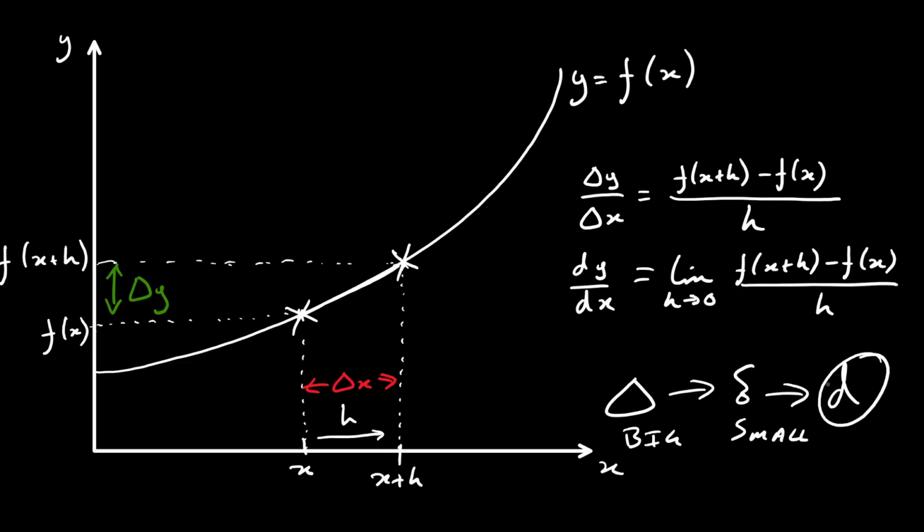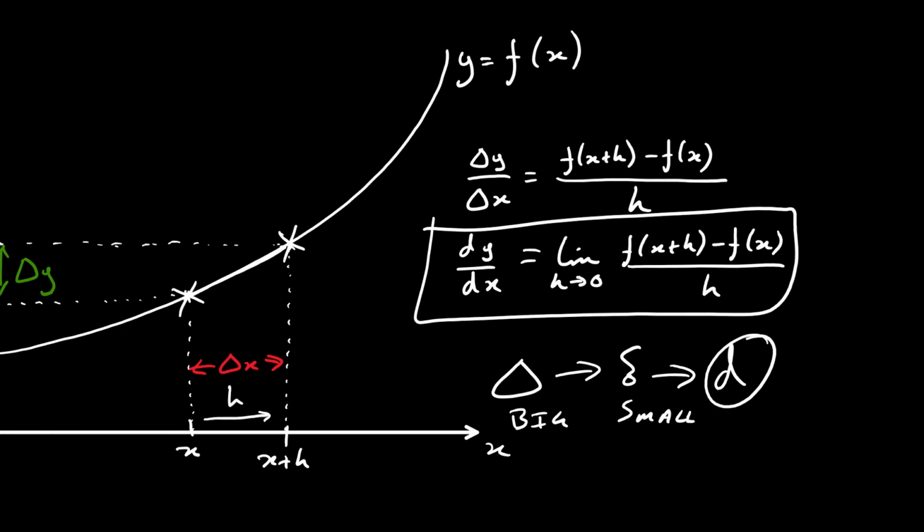So dy by dx is equal to the limit of my function, with x plus whatever my tiny distance is, minus my function, over my tiny distance. And I need to make that distance as small as possible. And this is something called first principles.